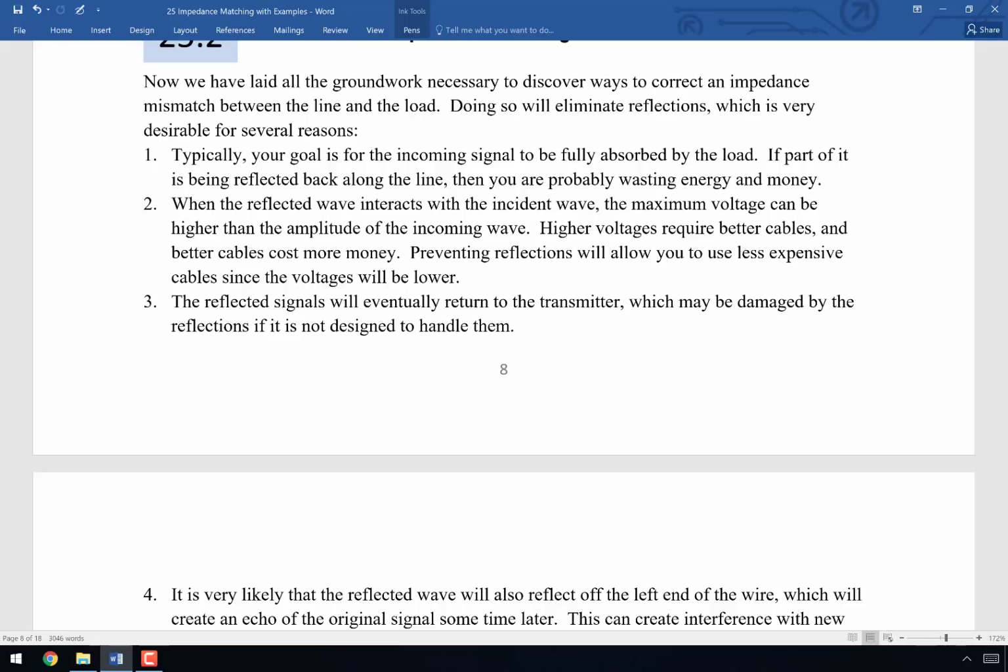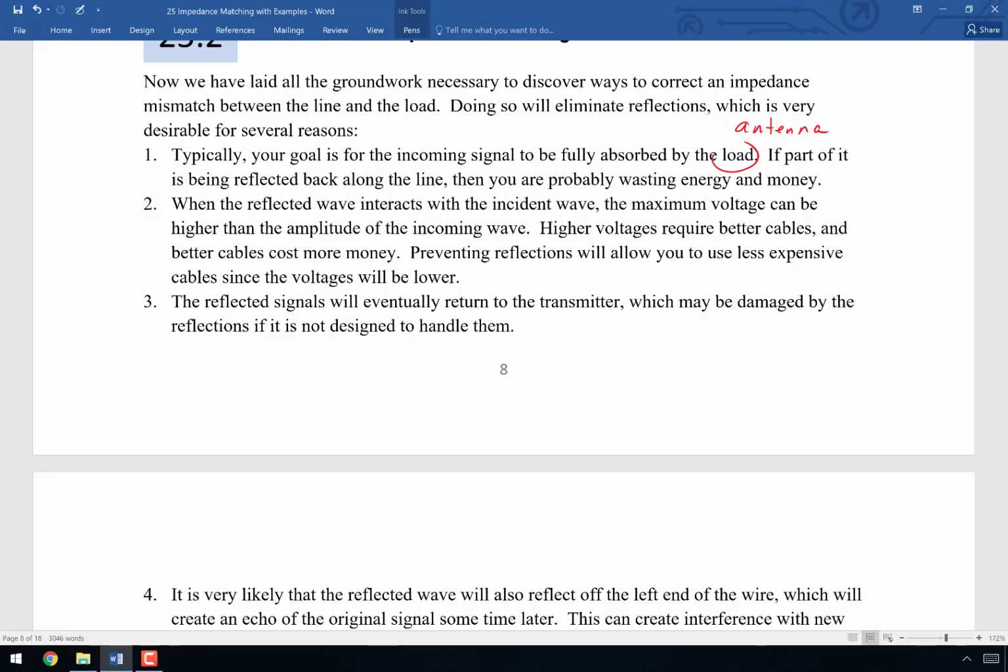Very often, this load is going to be an antenna. And if we're sending a signal to an antenna, our hope would be that the entire signal would be absorbed by the antenna and radiated away into free space. You know, if only half of the signal is being absorbed by the load, then we're wasting half of the energy. And so we definitely don't want to have half of our energy be wasted.